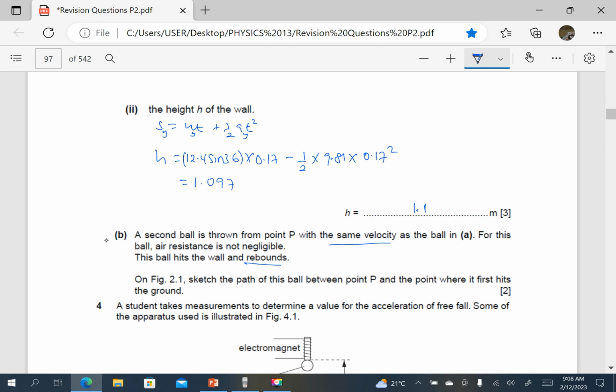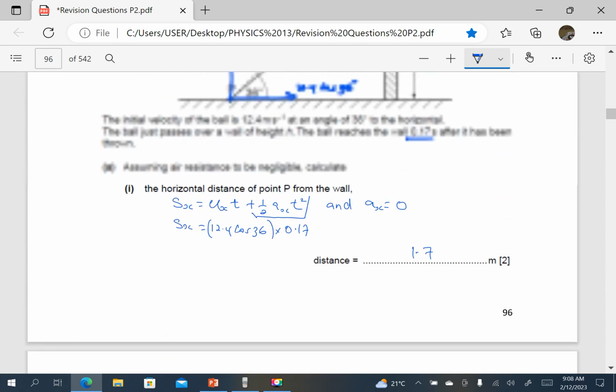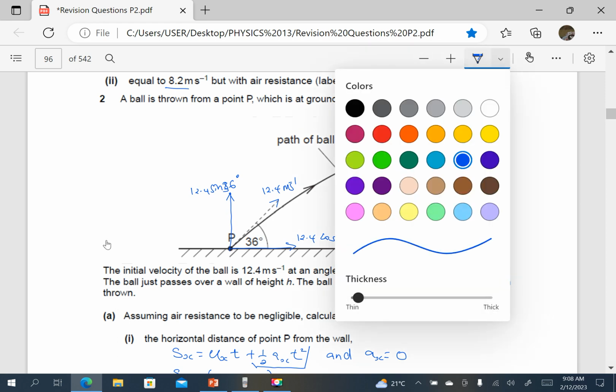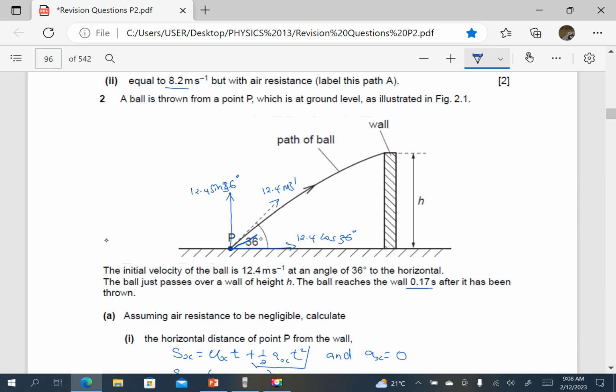Then on the figure, by the way, it rebounds. On the figure, sketch the path of this ball between point P and the point where it first hits the ground. Okay, so we are back here. The speed is the same as 12.4, but there's air resistance. That means the new graph will be below the one which is already there. So I'll drag the graph inwards, I'll increase the thickness. So that is when it reaches the wall.